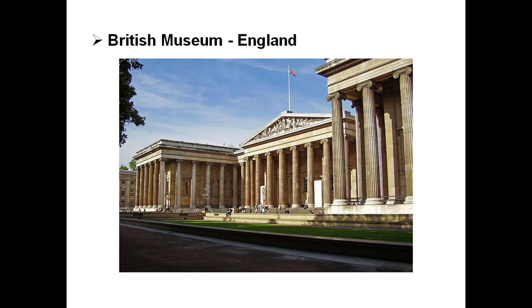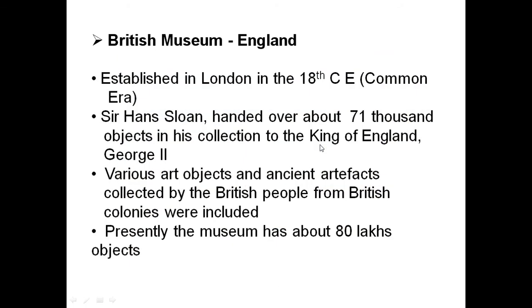Next is the British Museum in England. The British Museum in England was established in London in the 18th CE or Common Era. Sir Hans Sloane handed over about 71,000 objects in his collection to the King of England, that is George II. Various art objects and ancient artifacts collected by the British people from British colonies were included. Presently, the museum has about 80 lakh objects.